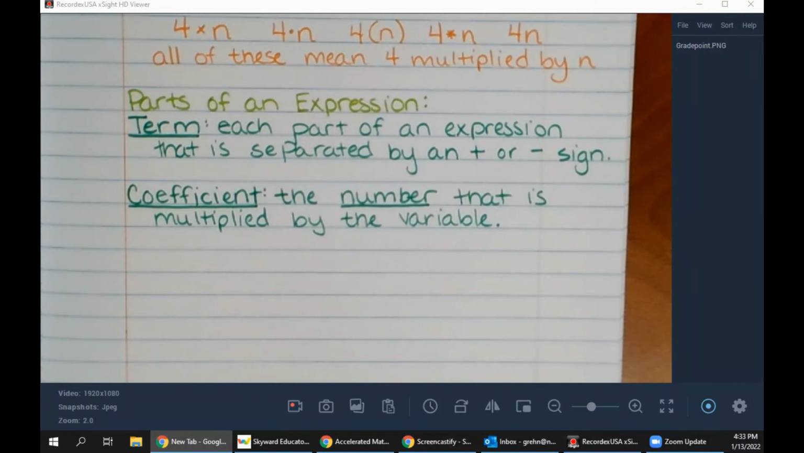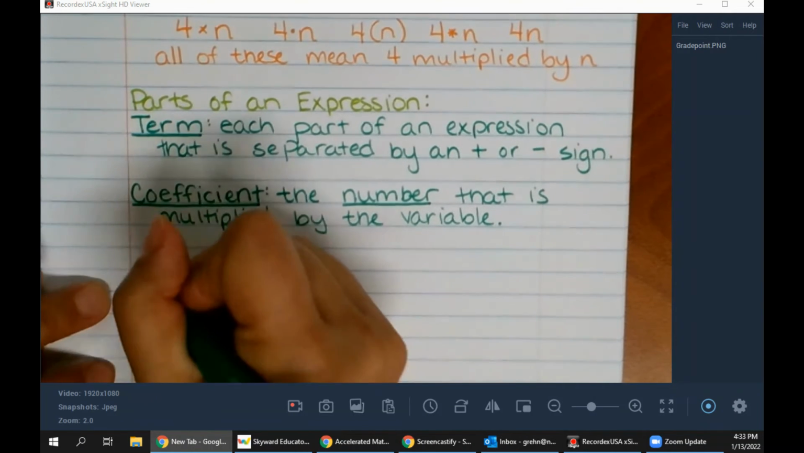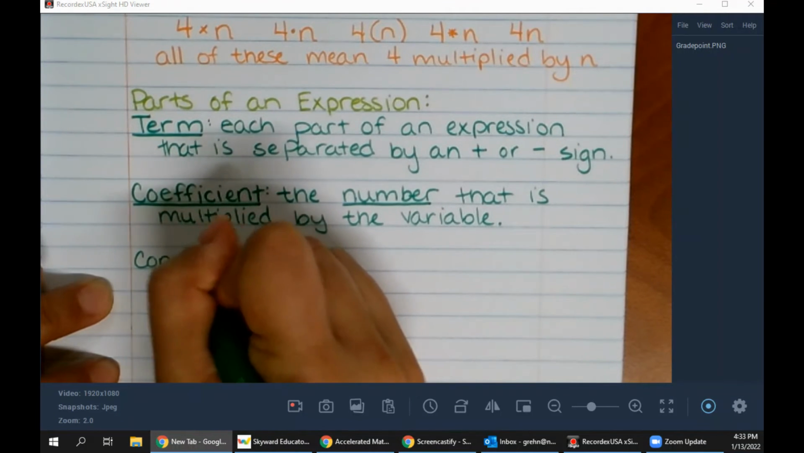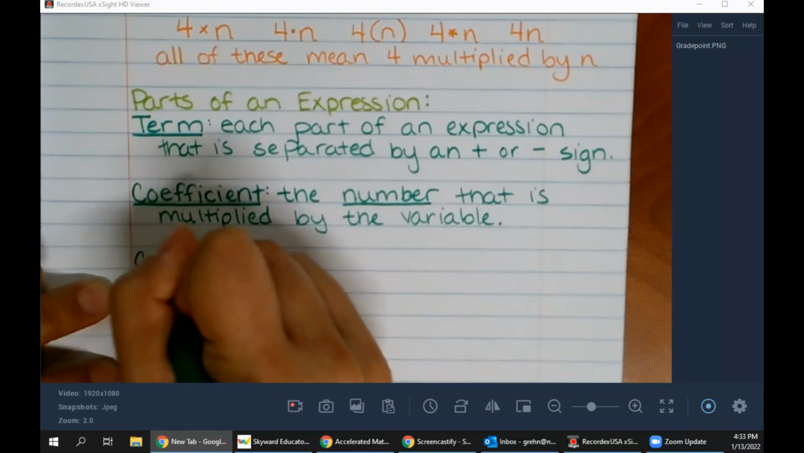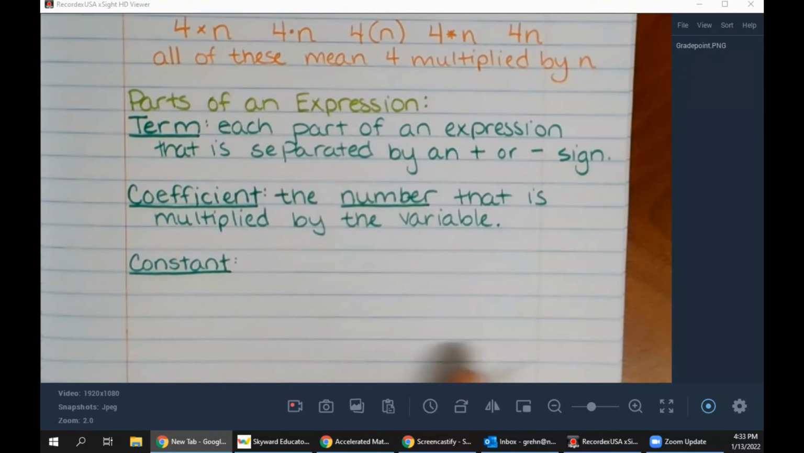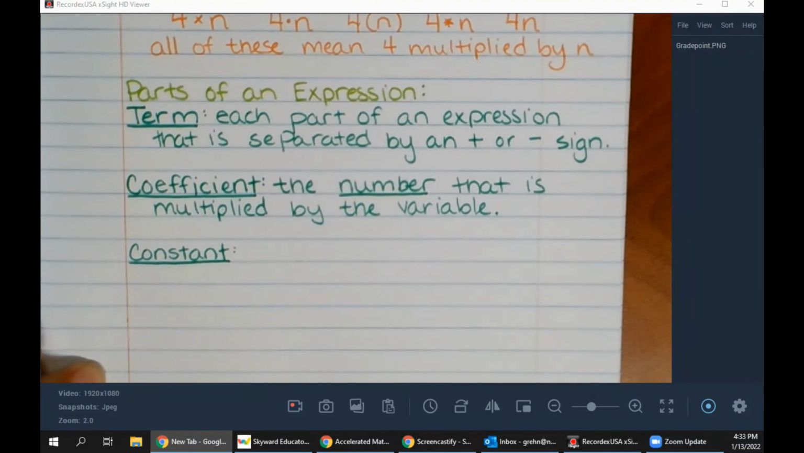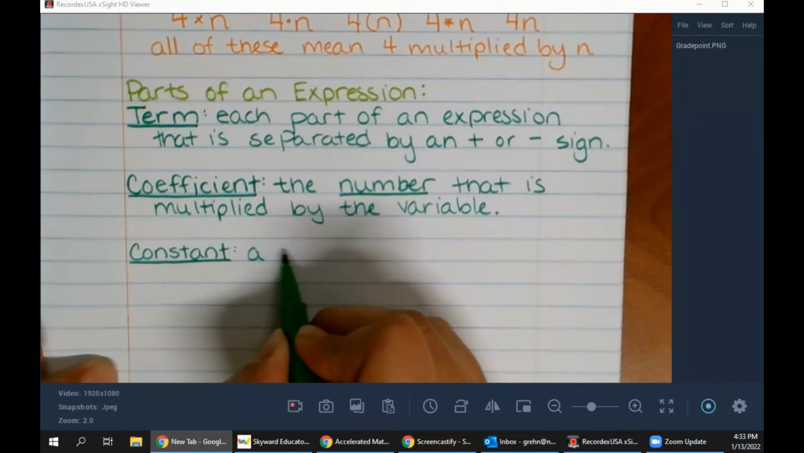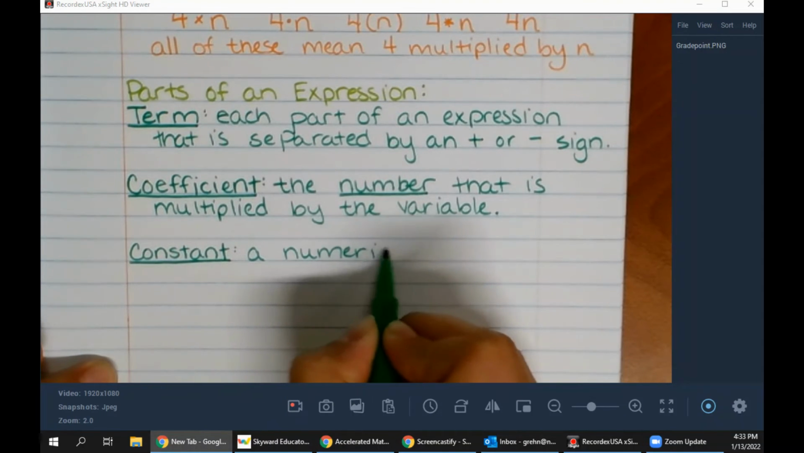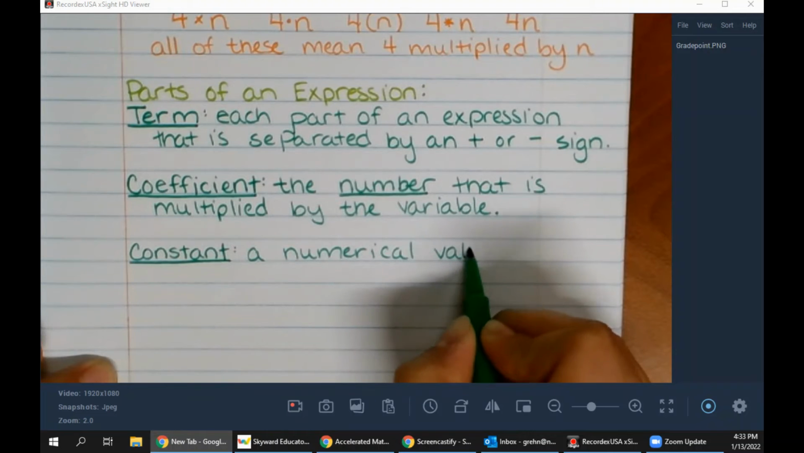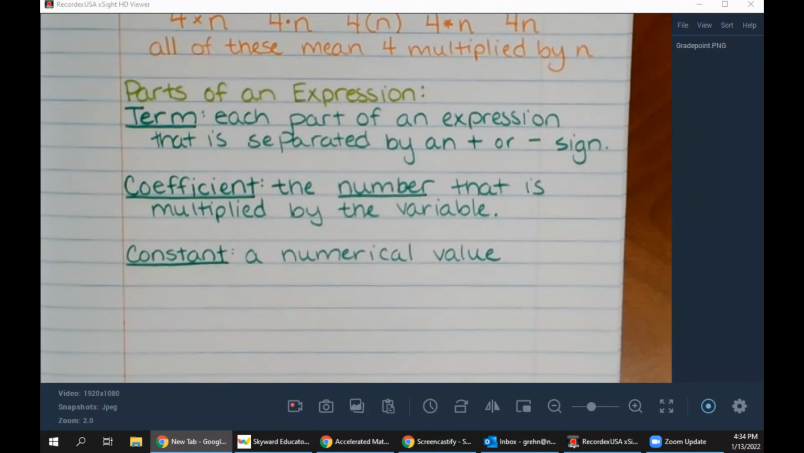Okay, so we've got the term, the coefficient, and then lastly, we have what's called a constant. If you think of the word constant, I think of something that stays the same, it doesn't change. When we're talking about constants, we are talking about a numerical value. It's basically a number in an expression that isn't going to change. Whereas with a variable, the value can change, with a constant, it stays the same.